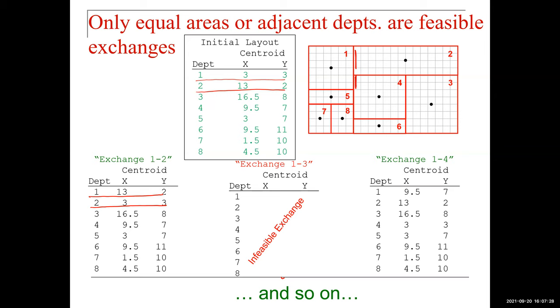Okay. So basically, department one will be associated now with the location of two. Department two is going to be associated with the location of one. And we want to see whether or not that's going to create any improvement. That's the same thing that is happening here for exchange one and four. If you look at the centroid for one is now assigned to four, and the centroid for four is assigned to one.